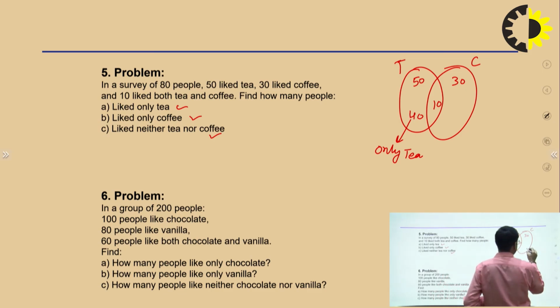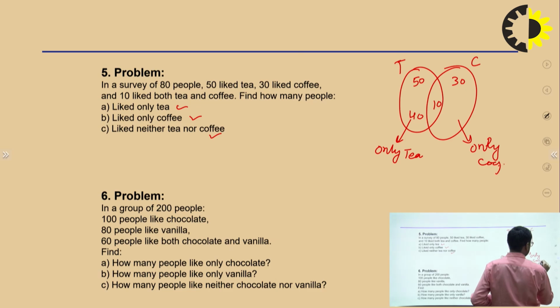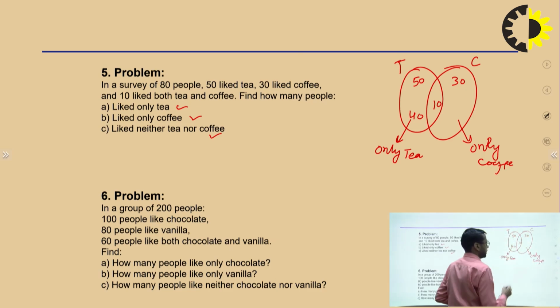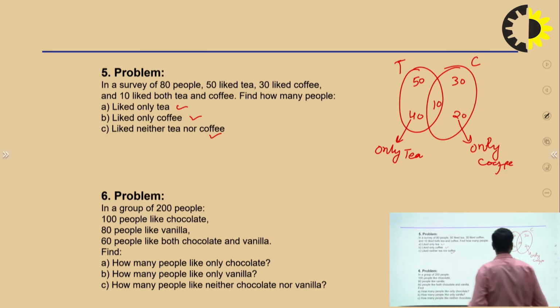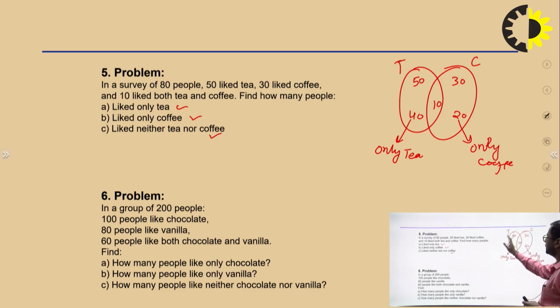In that particular case, for the persons who like only coffee, how many persons exist? That means 30 minus 10 equals 20. Why do we use 30 minus 10? Because these 30 elements are those who like coffee, and may also like tea. But when we count the elements who like only coffee, we will eliminate the tea-liking persons. So we eliminate, 30 minus 10 equals 20.